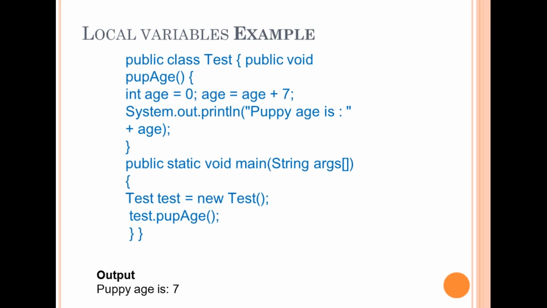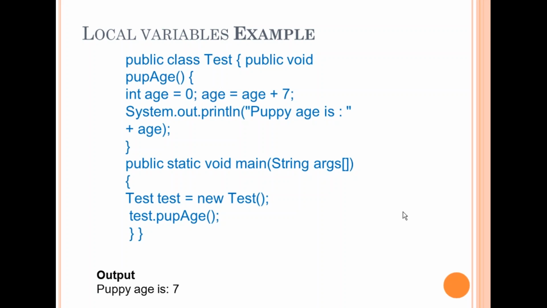Start with local variables. Local variables are declared in methods, constructors, or blocks. Local variables are created when the method, constructor, or block is entered, and the variable will be destroyed once it exits the method, constructor, or block. Access modifiers cannot be used for local variables. Local variables are visible only within the declared method, constructor, or block.